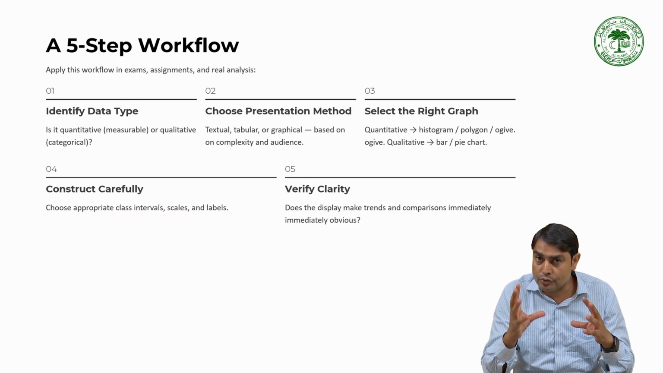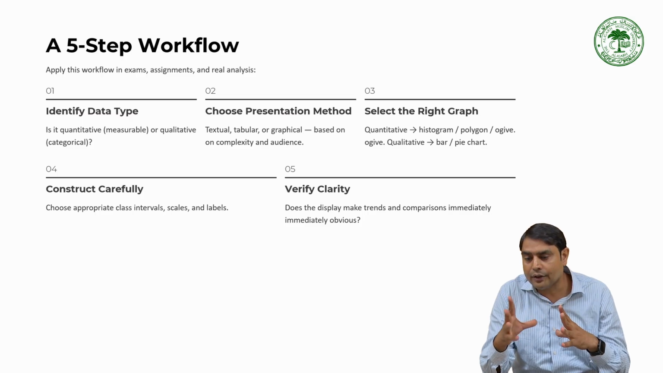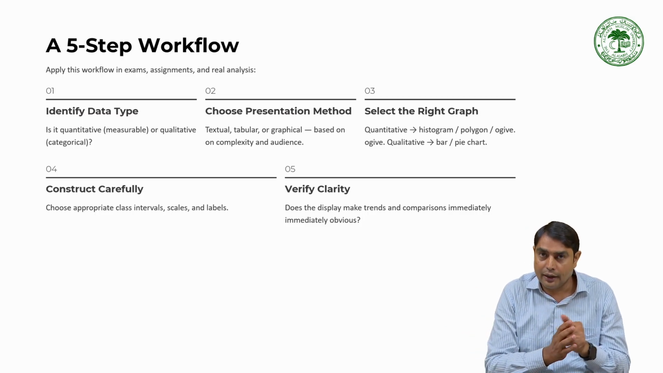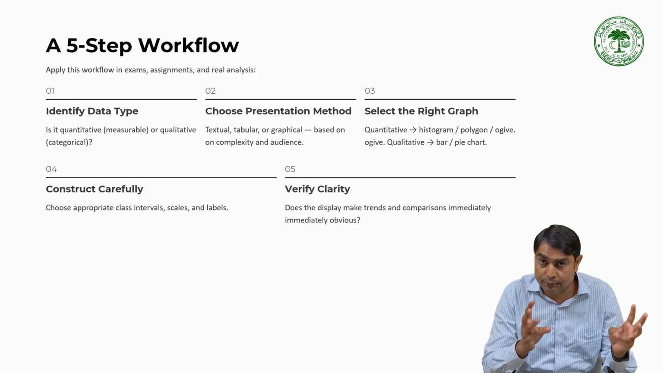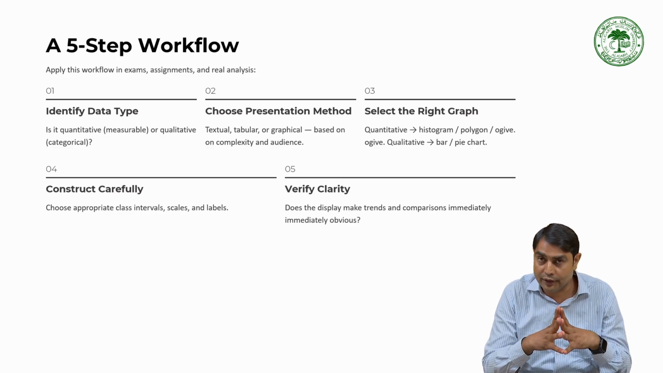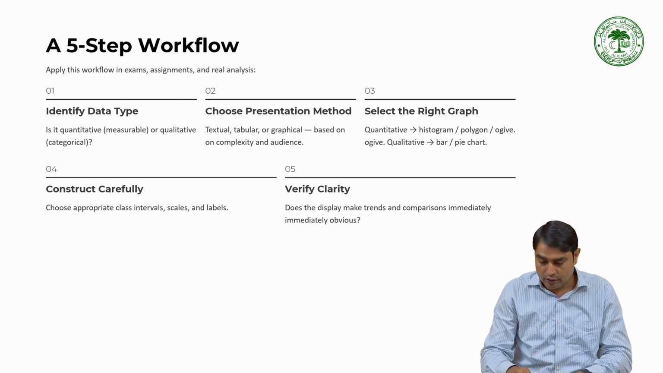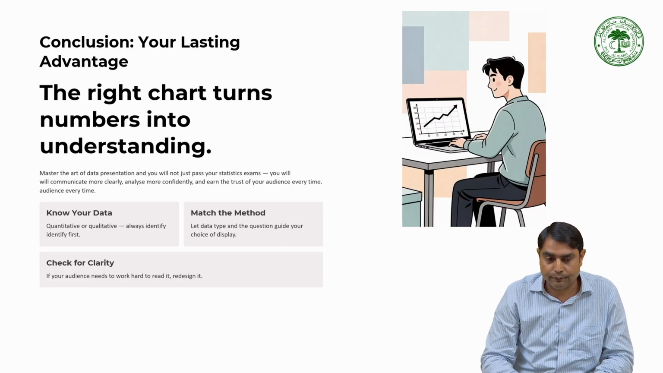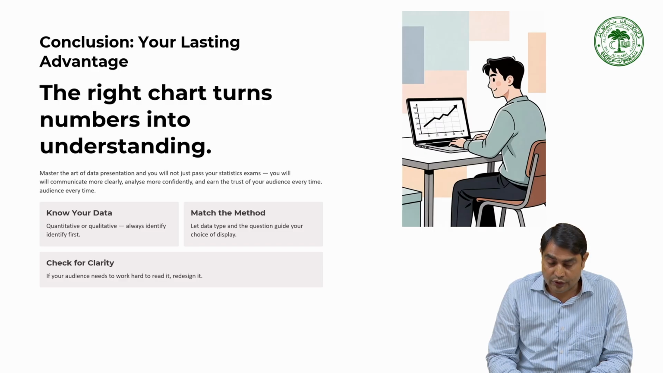So you have to choose the method of presentation carefully on the basis of the nature of data, and then you have to select the graph accordingly, and then you have to construct the class intervals and all the other inputs of that graph carefully so that it will give you a true picture. And finally, you have to verify the clarity, whether it is giving the correct picture clearly and concisely. So the conclusion: the right chart turns numbers into understanding. So you need to know your data, match the method, check the clarity.